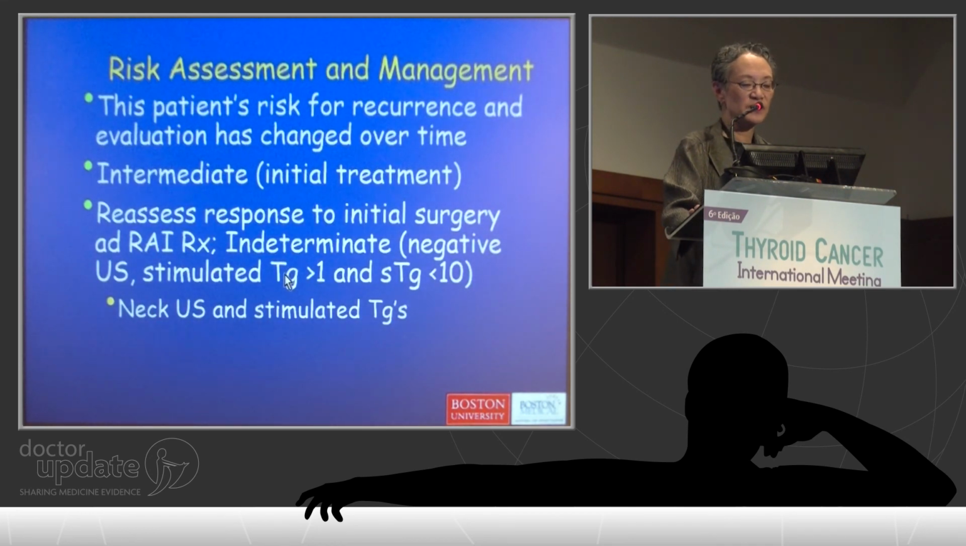So this patient's risk for recurrence and how we evaluate her has changed over time. When she originally had her surgery, she was an intermediate risk patient, and the initial therapy then led us to do not only the thyroidectomy, but radioactive iodine. The assessment of her response to therapy changed. So in the beginning, she had an indeterminate response because her thyroglobulin did not go very low, and her stimulated thyroglobulin was less than 10, and that led us to do thyroid ultrasounds and stimulated TGs.